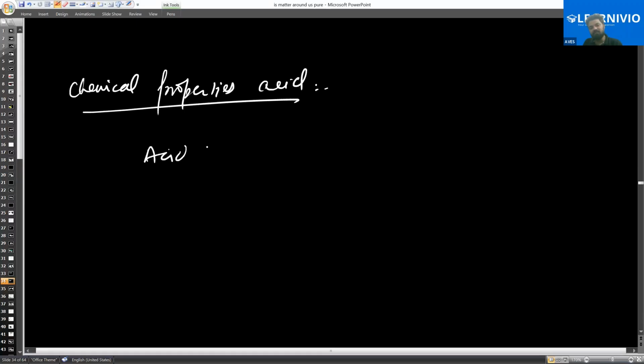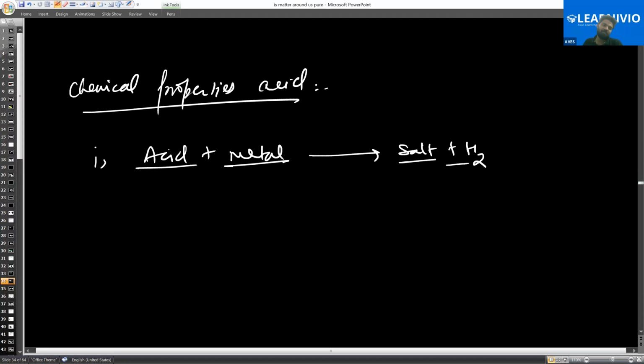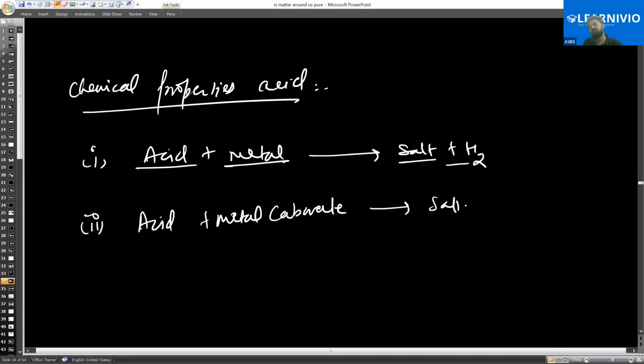When acids react with metals, they give you salt plus hydrogen gas. Second, acids when they react with metal carbonate give you salt plus carbon dioxide plus water. Third, acids when they react with a base give you salt and water.